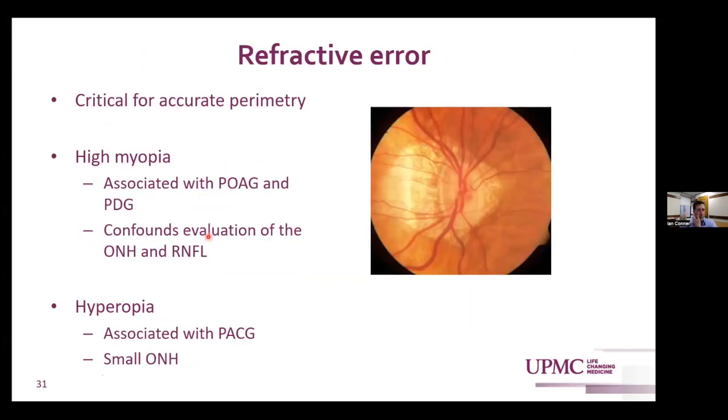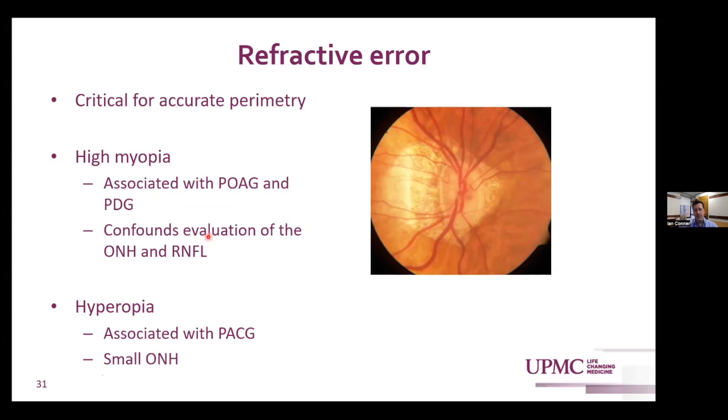All right, and then chapter 4, what we look for on physical exam. We obviously want to know what the refractive error is. We can't do perimetry if we don't know what the refractive error is. High myopia is associated with pigment dispersion and primary open angle glaucoma. It can confound, to the point that was asked in the chat a little while ago, the evaluation of the optic nerve head and retinal nerve fiber layer. And often what I have to look for is progression over time rather than a snapshot in time, because it's just so hard to know from a snapshot in time.